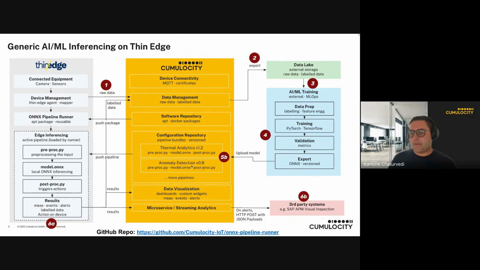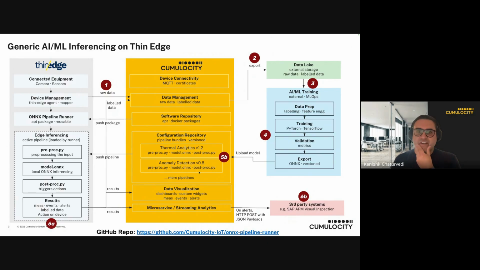Maybe one point I want to mention is that the runner, the ONNX Pipeline Runner, as I mentioned, is open source, and it is currently available on our GitHub repository. So anyone in the community can have a look at it, use it, or contribute to it. I will share the GitHub link very soon with all of you.